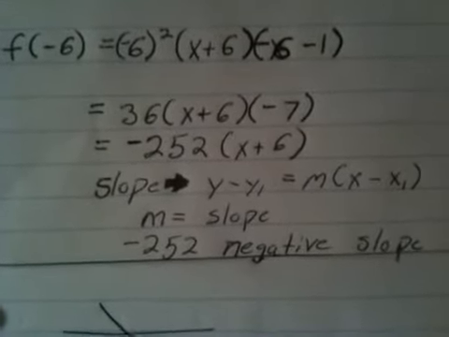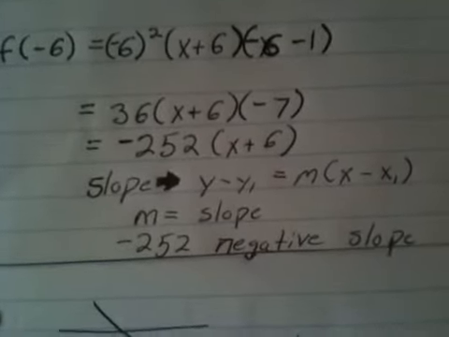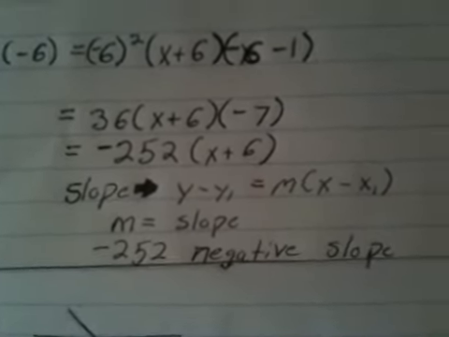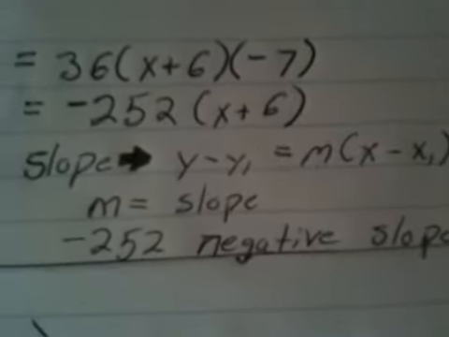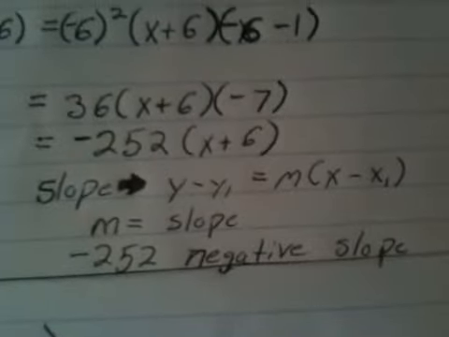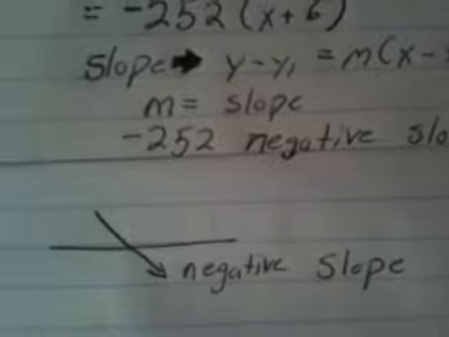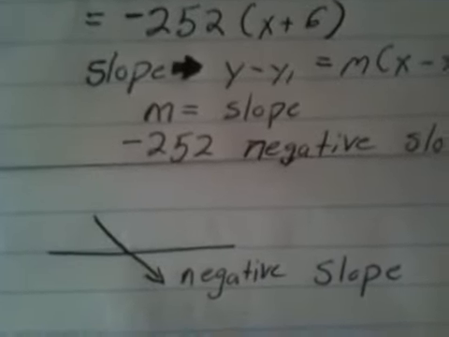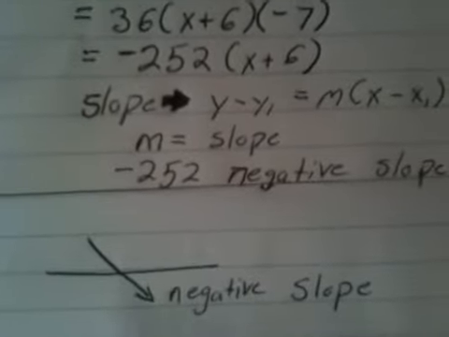Since we know that point-slope form is y minus y1 equals m times x minus x1, m represents our slope. So if m is slope, then negative 252 is negative. That means we have a negative slope. Negative slope looks like that. And that gives us the behavior of our zero of negative 6.